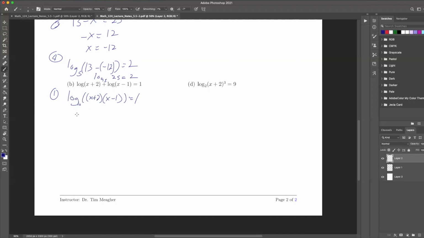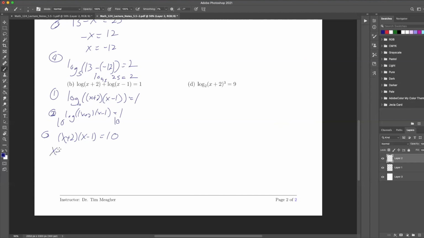So we're going to exponentiate. The second step is we're going to exponentiate both sides to 10. So 10 to the log of x plus 2 times x minus 1 is equal to 10 to the 1, because we need to exponentiate both sides. So these will cancel each other, and we get x plus 2 times x minus 1 equal to 10. And then we're going to solve.